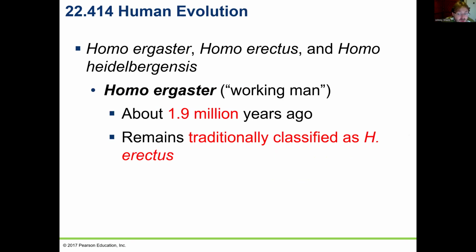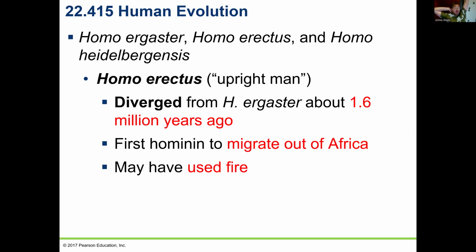And then Homo ergaster showed up 1.9 million years ago, and in general is considered the population that would beget Homo erectus. Homo erectus occurred about 1.6 million years ago, and it's also the first hominin to migrate out of Africa. We are almost certain they used fire. We know they made boats. We are reasonably sure they made clothing. So the Homo erectus population spread throughout most of the Old World: Asia, Southeast Asia, Indonesia, Australia, the Middle East, Europe.